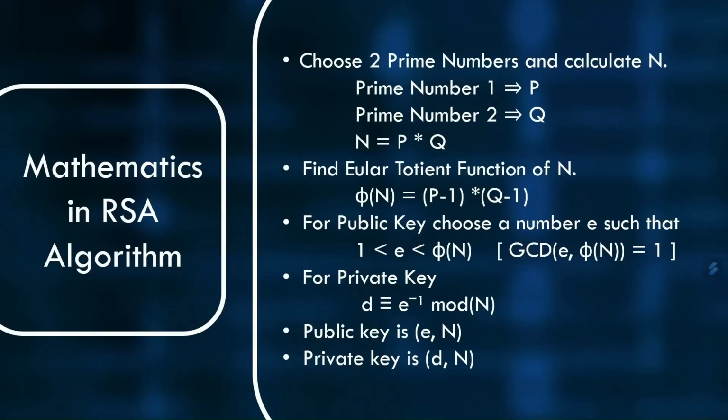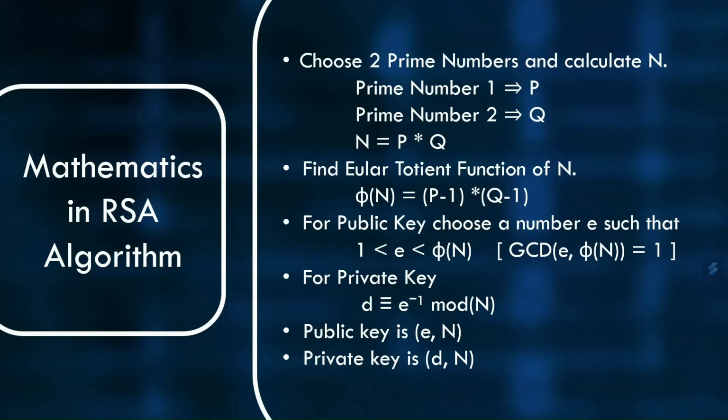Now let's take a look at mathematics involved in RSA algorithm. First, choose two prime numbers and calculate n. Generally, these prime numbers are large in size. Let's say first one is p and the second one is q, and n is calculated by multiplying these two prime numbers. The second step is to find Euler's totient function of n, which is denoted by phi and calculated as shown.